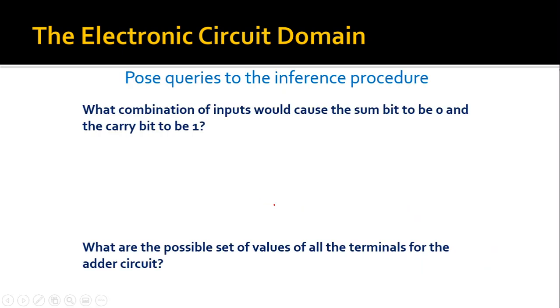So the next task is to pose queries to the inference procedure. The first query that I would like to put is: what combination of inputs would cause the sum bit to be 0 and the carry bit to be 1?